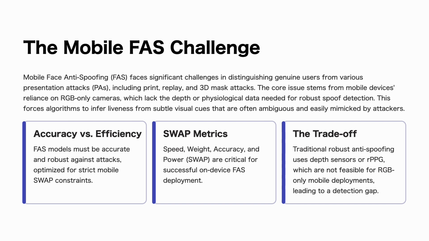Here, mobile face anti-spoofing models should be accurate and robust against attacks, and at the same time optimized for strict mobile SWaP constraints. What are those SWaP constraints? Those are about speed, weight, accuracy, and power consumption, which are critical for successful on-device face anti-spoofing deployment. And here we face the trade-off, which lies in the fact that traditional robust anti-spoofing uses depth sensors or rPPG, which are not feasible for RGB-only mobile deployments, leading to the detection gap.